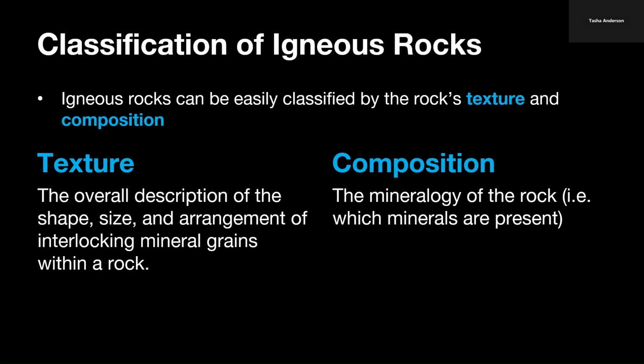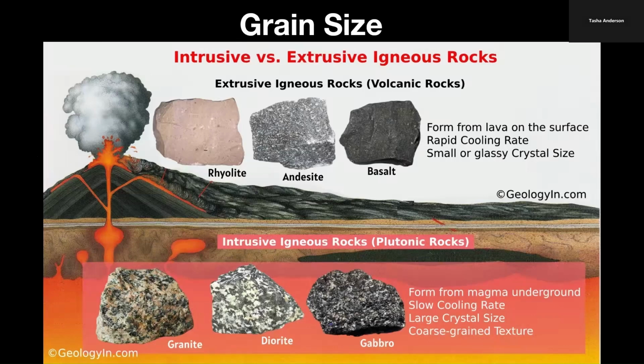The differences in how extrusive and intrusive rock cool give the igneous rocks different textures. The texture and composition of the igneous rock is how they are classified. Keep in mind, the cooling rate affects the texture, not the composition. Extrusive rocks form from lava that cools quickly at the surface, forming small, fine-grained or glassy textures. Intrusive rocks form from magma that cools slowly underground and form large, coarse-grained textures.